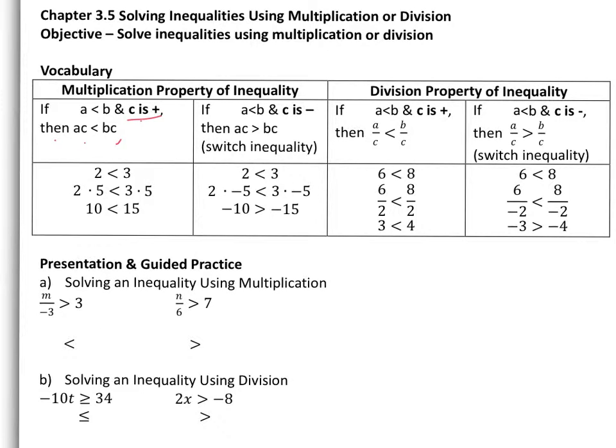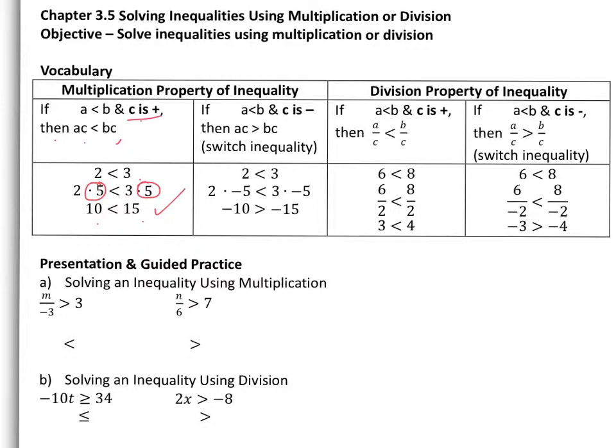For example, 2 is less than 3. If I multiply by a positive number 5, then this would be 10 less than 15, and the statement will still be true.